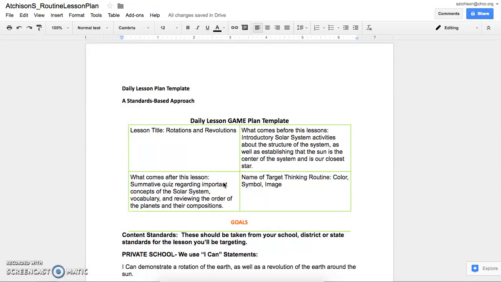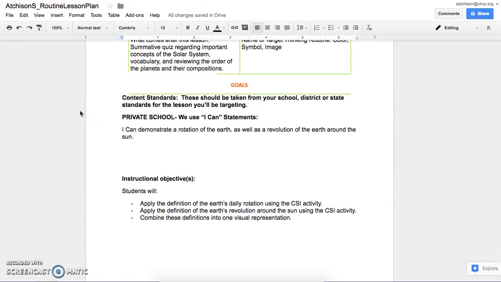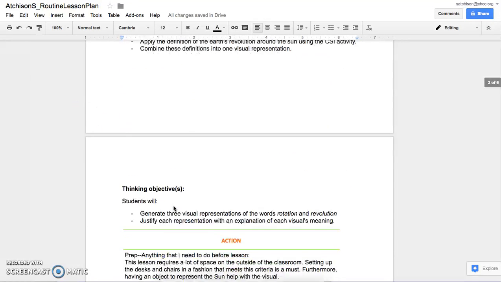And like I said, I'm using Color Symbol Image. My school doesn't use state standards. We use I can statements, which are borrowed from Common Core. So my standard is I can demonstrate a rotation of the Earth as well as a revolution of the Earth around the Sun. My objectives: I want my students to apply the definition of the Earth's daily rotation using the CSI activity as well as the revolution around the Sun using the CSI activity, and then to synthesize this information together. I wanted to combine those definitions into one visual representation.